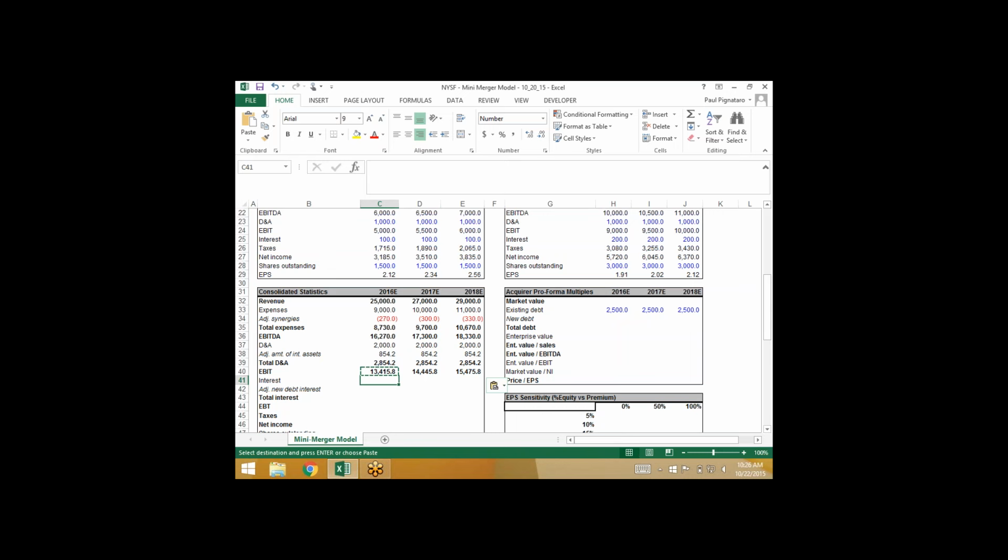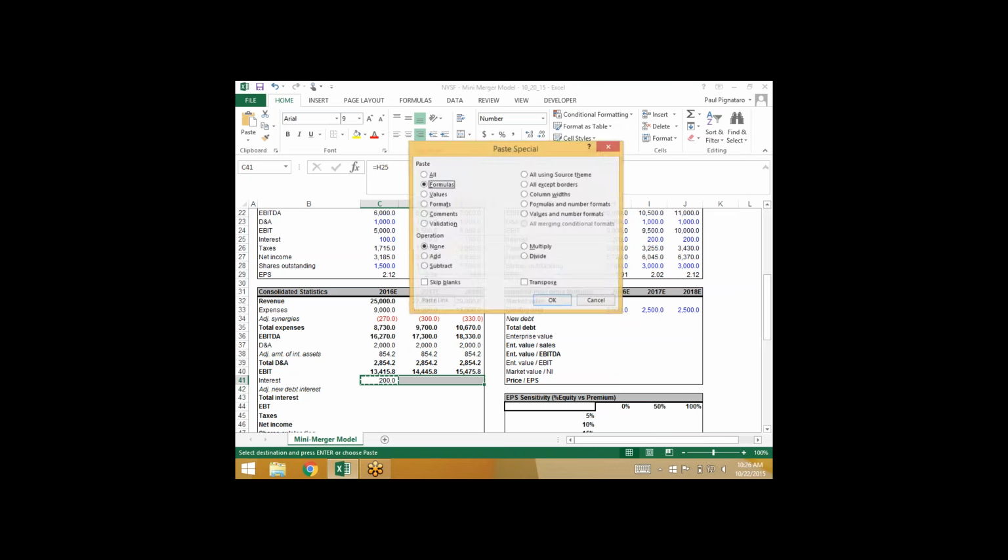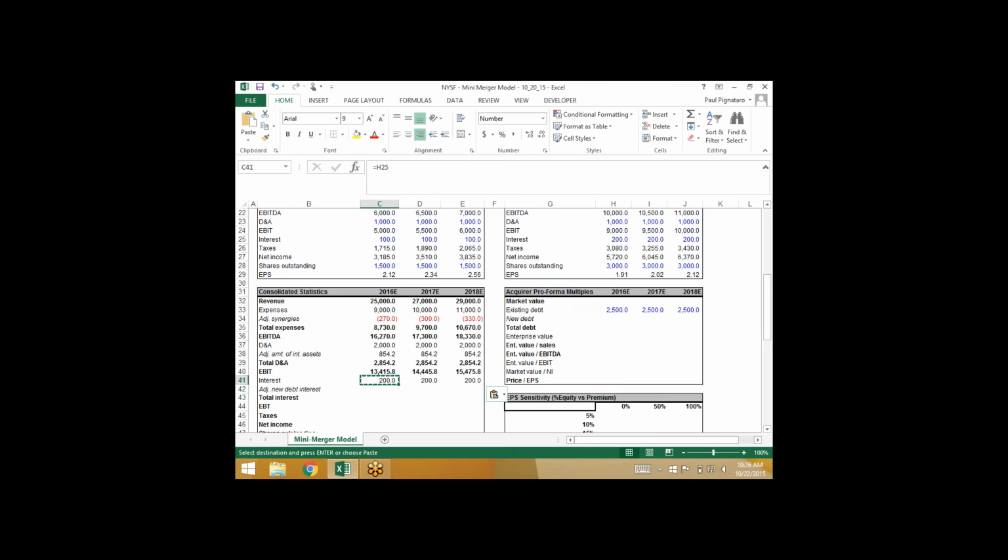What do we do for interest? Just the acquirer. Acquirer only. Target interest is wiped out. You're adding together everything except for items dealing with target debt and target equity. Target debt's gone, so only acquirer interest. Target interest gone. Target debt gone.